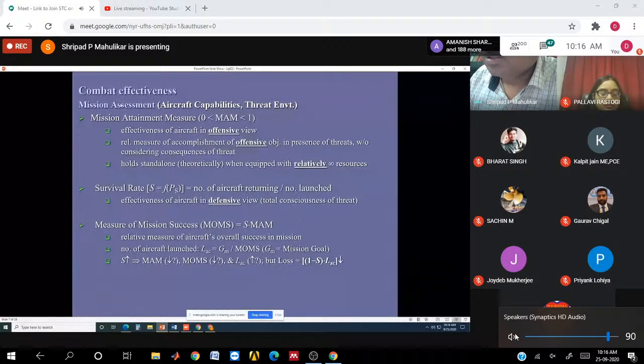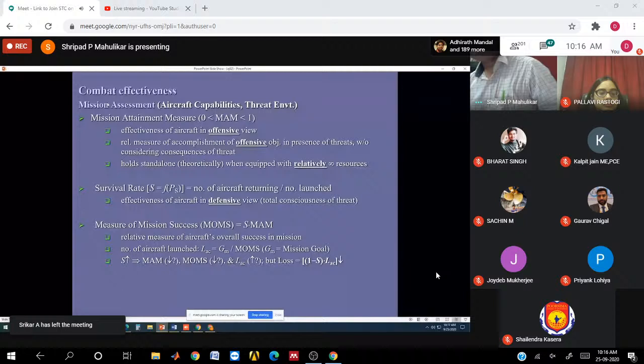Now let us quickly go through combat effectiveness. This is available in some standard books, but combat effectiveness is discussed because we need to first see mission assessment and where stealth fits in mission assessment. Mission assessment is assessment of aircraft capabilities and assessment of threat environment, and it is addressed by these three parameters: mission attainment measure, survival rate, and measure of mission success.